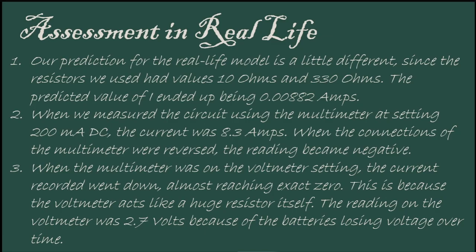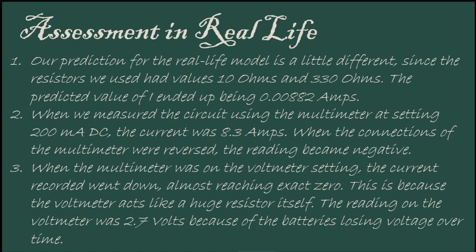Assessment in real life. Our prediction for the real-life model is a little different, since the resistors we used had values 10 ohms and 330 ohms. The predicted value of I ended up being 0.00882 amps. When we measured the circuit using the multimeter at setting 200 microamps direct current, the current was 8.3 amps.